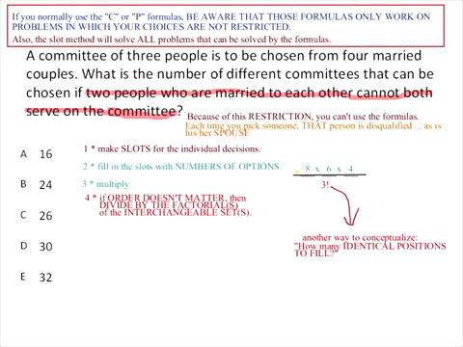So 6 is equal to 3 factorial. Those are the same number. 3 factorial is equal to 6. So therefore, this equals 8 times 4, or 32. The answer is E.